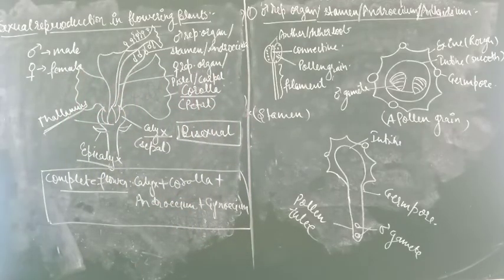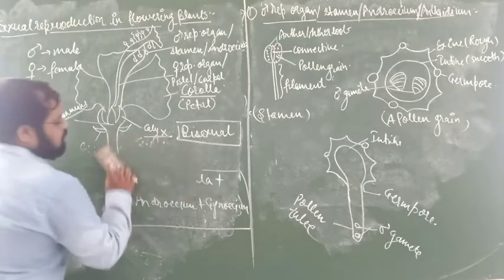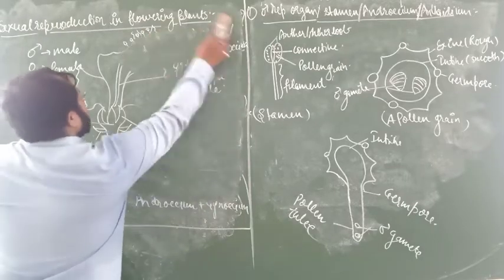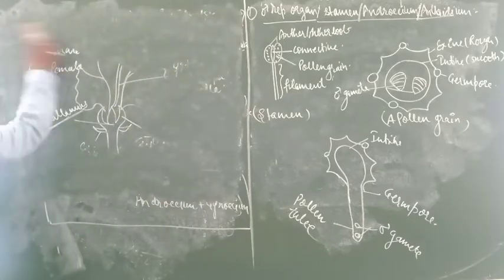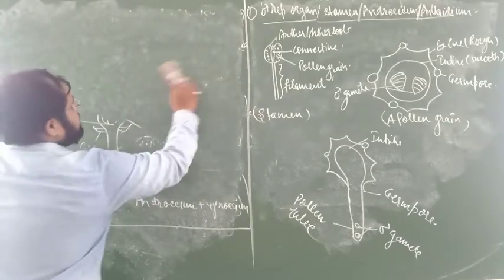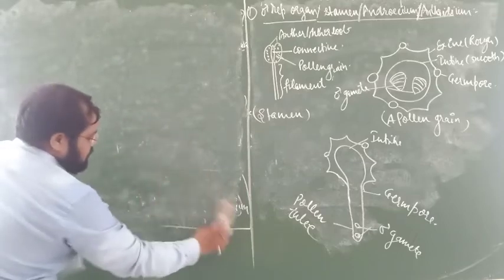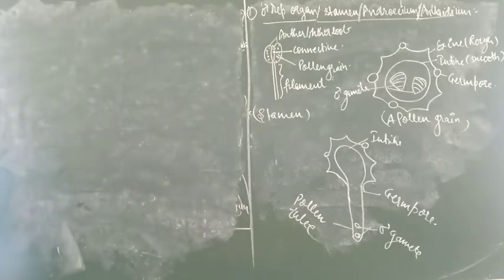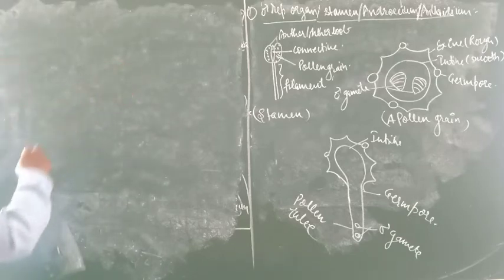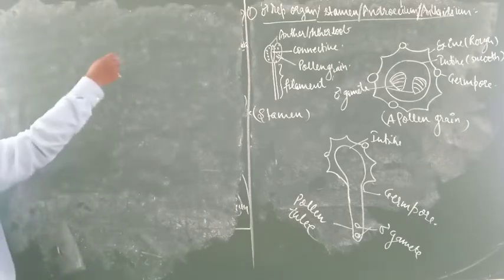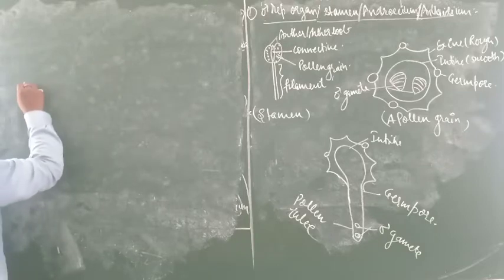The second one is the female reproductive organ. It is most important, because one structure is very popular. I say it is very popular because it appears in all the examinations, and in the 12th class also that diagram is there. So one by one, see here, if we look at the diagram of that one.